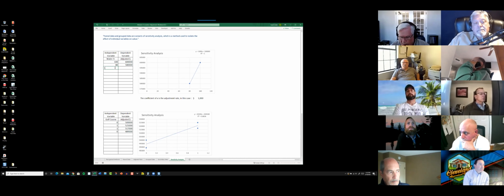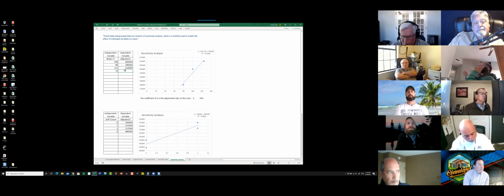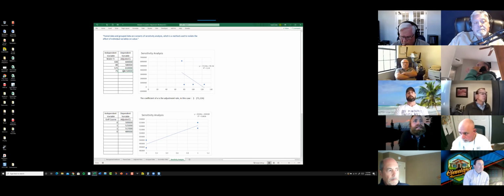This one has 125 square feet, and it adjusted for $610,000 after all the other adjustments. And this one has 75 feet on the water, and it adjusted for 615. So you can see that there's some correlation there, but it's actually going negative.